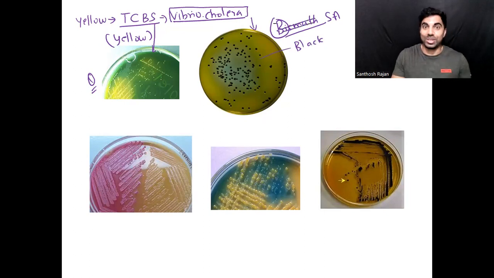I'm sorry, I confused it with the other one. Bismuth, sorry, this is bile salt agar. Oh, I'm sorry, bile salt agar. Very sorry, guys, okay? Because there are so many black ones. See, this is the confusion that happens when you're getting the same type of colonies.